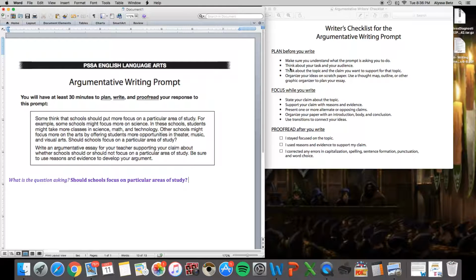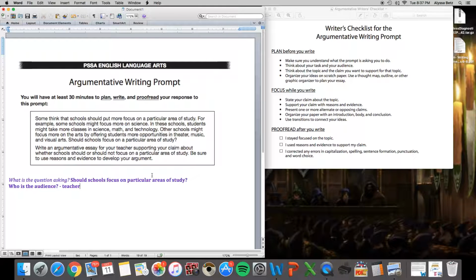The second thing you want to do is ask yourself, what is the audience? Who am I writing this to? Our answer is explicitly told to us in the first sentence of the second mini paragraph here. Write an argumentative essay for your teacher supporting your claim. So for who is the audience, this one is going to be a teacher.